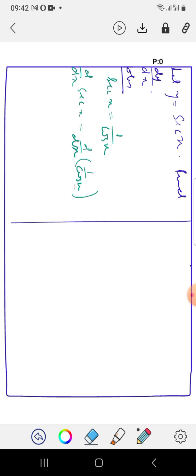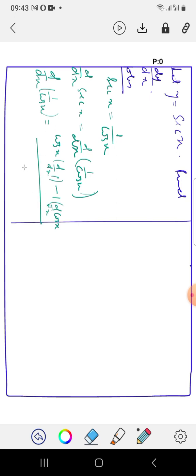We see a quotient problem, so it's the quotient rule. So we know that d/dx of 1 over cos x is definitely going to give us cos x d/dx of 1 minus 1 d cos x.